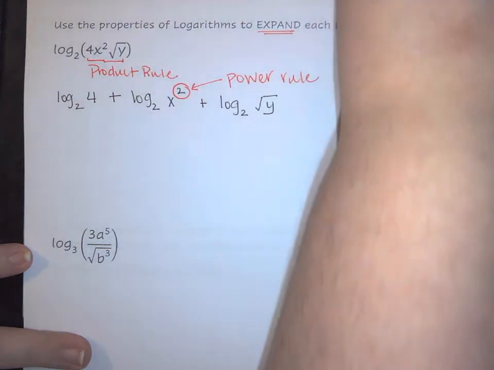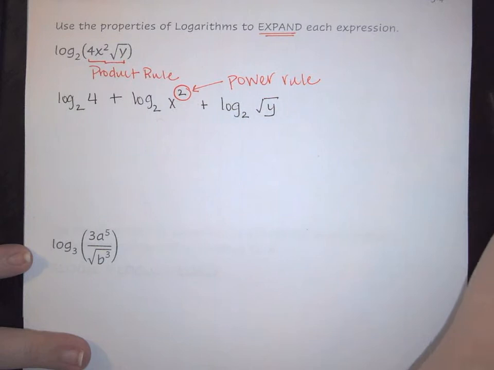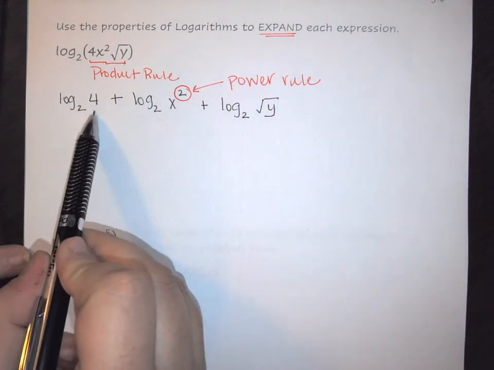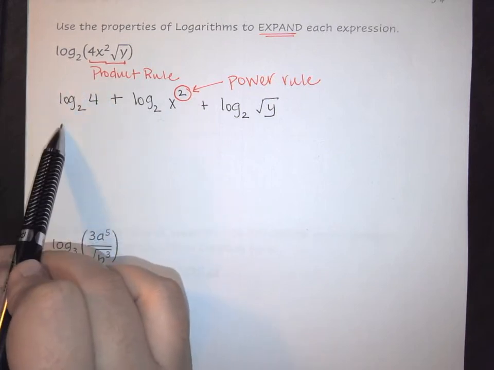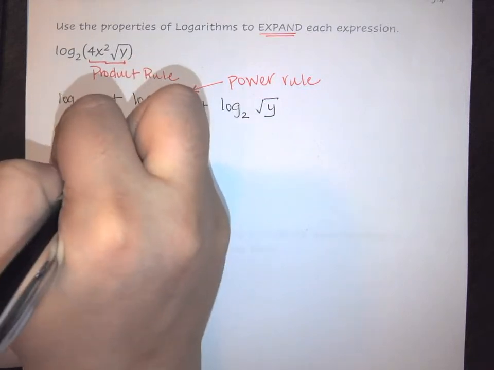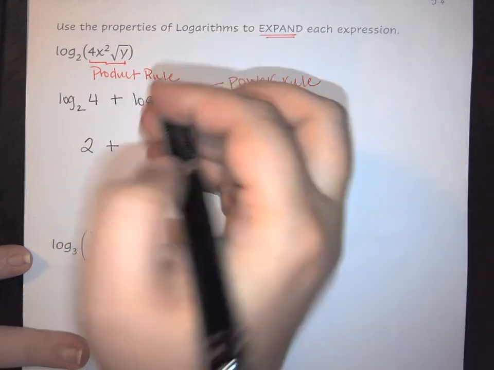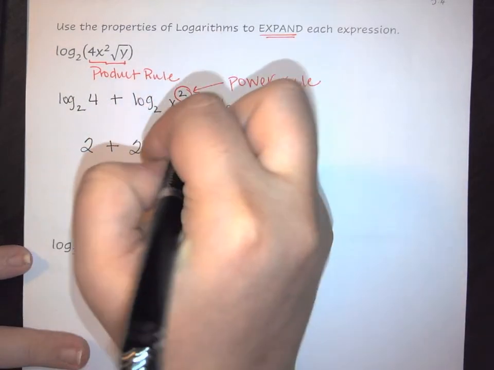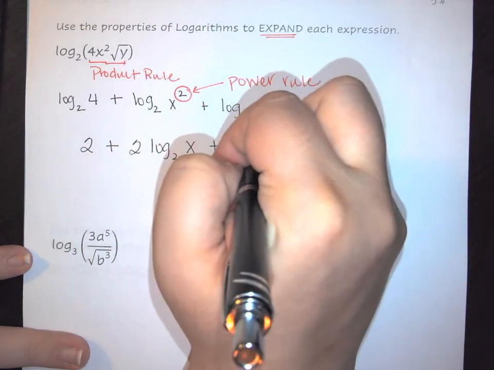When you're working with your properties, it's always a really good idea to work your properties one at a time. If we look at this first piece, I have the log base 2 of 4. This can actually be evaluated, and when we do that, you end up with 2. My power rule, remember, says your power comes down to the front. So this becomes 2 log base 2 of x plus the log base 2.